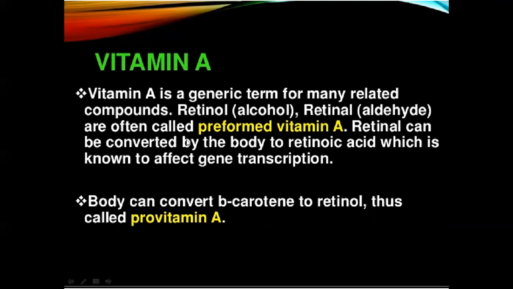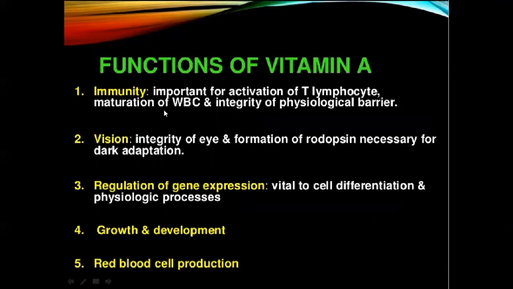Functions of vitamin A. First is immunity, important for activation of T lymphocytes, maturation of WBCs, and integrity of the physiological barrier. Second is vision, integrity of the eye and formation of rhodopsin necessary for dark adaptation. Third is regulation of gene expression, vital to cell differentiation and physiological processes. Fourth is growth and development, and fifth is red blood cell production.